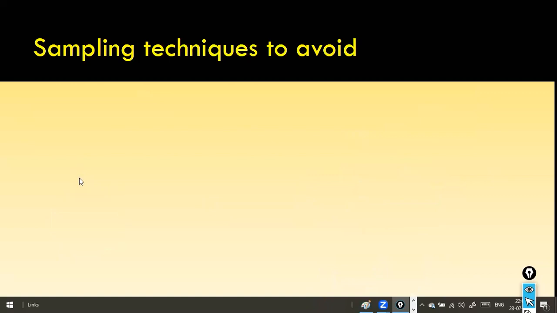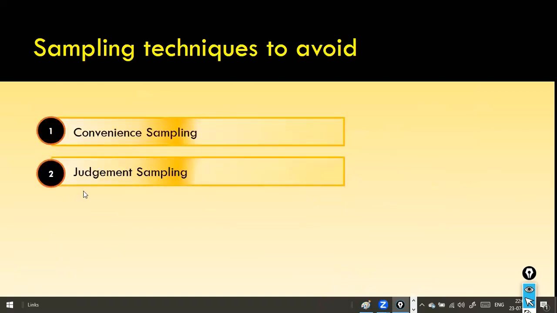And what are the sampling techniques to avoid? Convenience sampling and judgment sampling, these are very biased ones. But anyhow, for you to understand the different sampling techniques, I just mentioned these also. And I wouldn't recommend using this kind of technique.